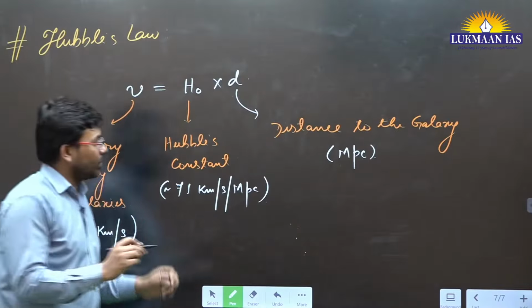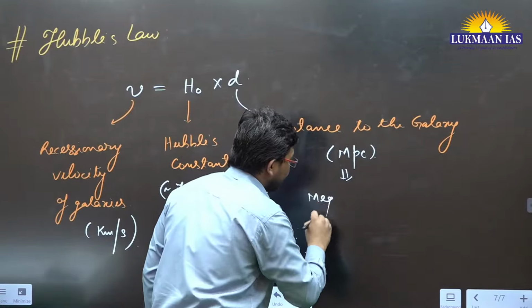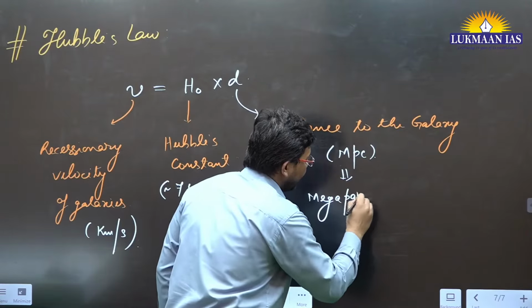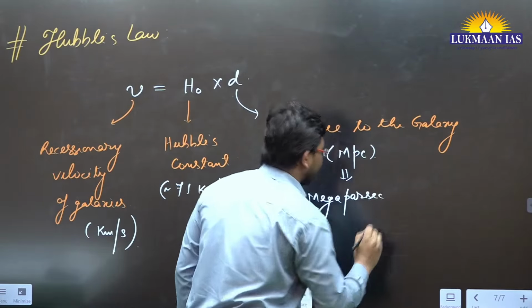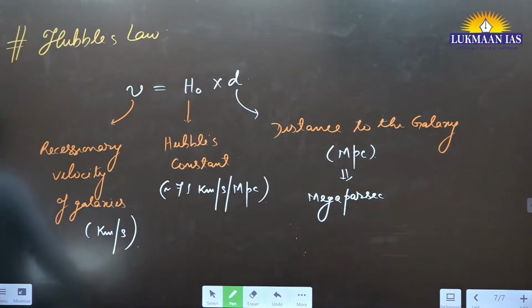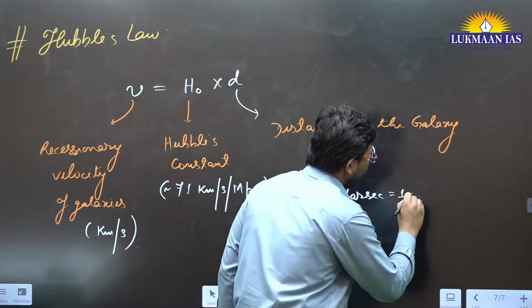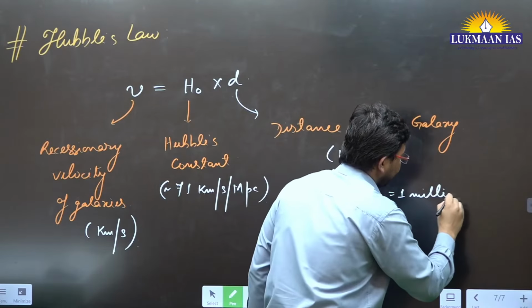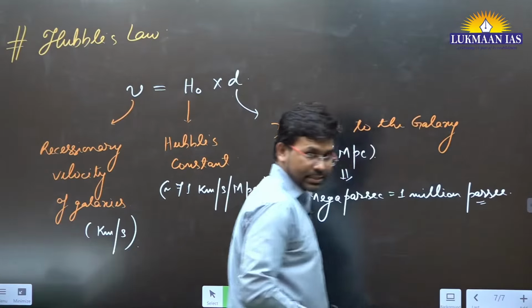Okay, so it is mega, megaparsec. This is the actual thing, right? What is this? Mega per sec means 1 million per sec. Mega per sec is equivalent to 1 million per sec.